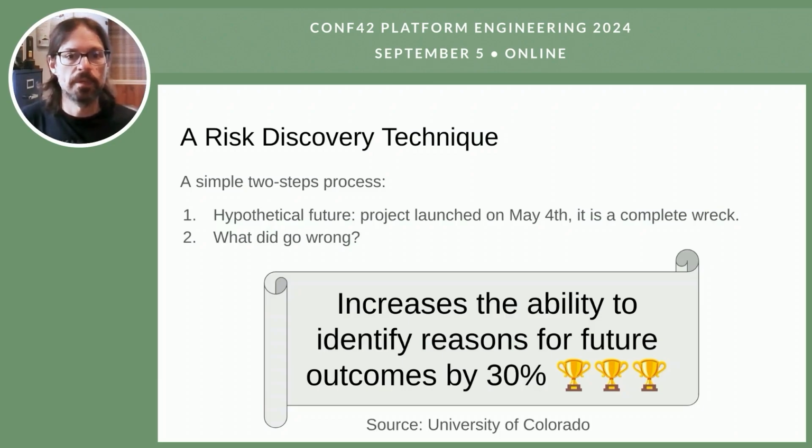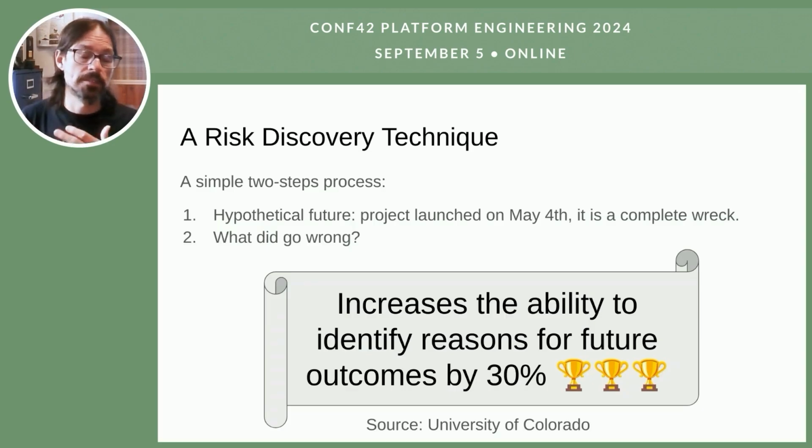First, we set up a scenario, which is a hypothetical future where the project has failed. So if your project launched, for example, on May 4th, that's how you would set it up. As a group, you would say, we are now May 4th, the project was launched last week, it's a complete failure, what should we do now? How did this happen? That's what you ask yourself. What did go wrong? So it's really the same as a post-mortem. You ask what went wrong and why, but you do that before the failure actually happens.